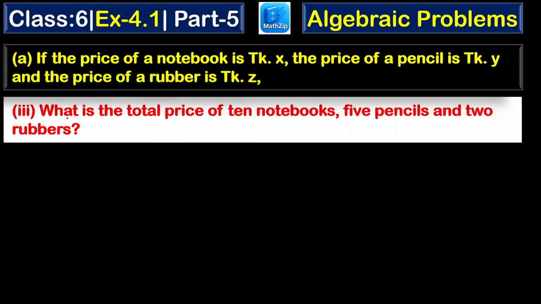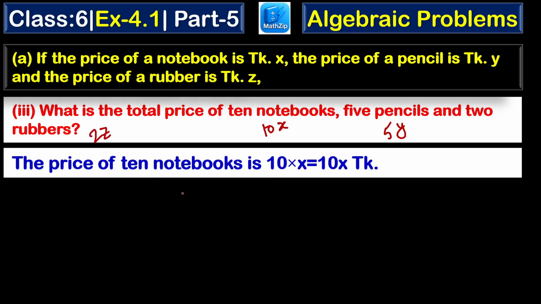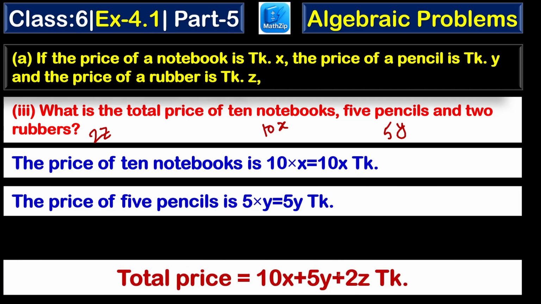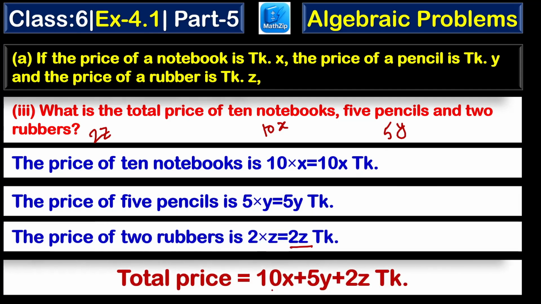Third question: what is the total price of 10 notebooks, 5 pencils, and 2 rubbers? Look, notebook means X, so 10 notebooks means 10x. Pencil means Y, so 5 pencils means 5y. Rubber means Z, so 2 rubbers means 2z. Step by step, 10x, 5y, and 2z. Total price is 10x plus 5y plus 2z. We just make the summation.